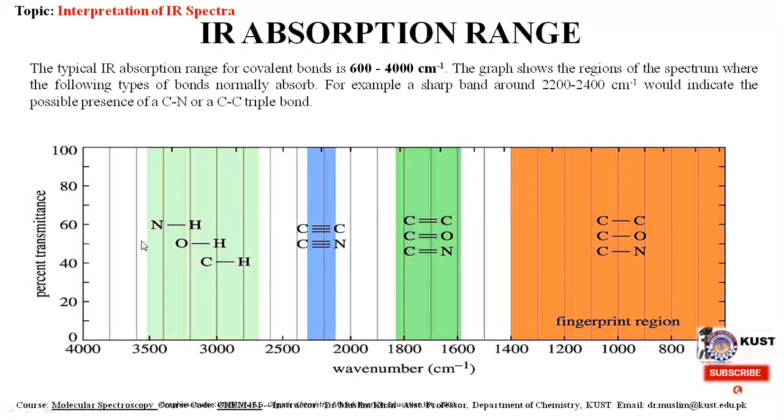Usually nitrogen-hydrogen shows absorption between 3300 to 3400 or 3500, while oxygen-hydrogen is between 3000 to 3300, while carbon-hydrogen shows from 2700 till 3100.